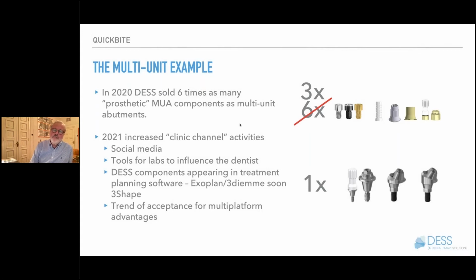This means, of course, that we had tripled the use of multi-unit abutments by focusing on the clinic channel, and not least because of what the laboratories themselves did to influence their dentists, because they know exactly who is sending them multi-unit cases and all on 4 cases. It's very easy for the laboratory and the technician to call up those dentists and say, have you considered using DESS multi-unit abutments as well? That gives evidence that the laboratory definitely has an ability to influence the dentists.